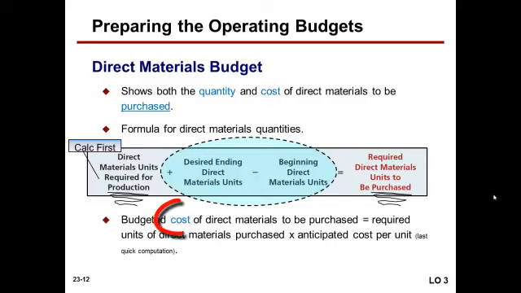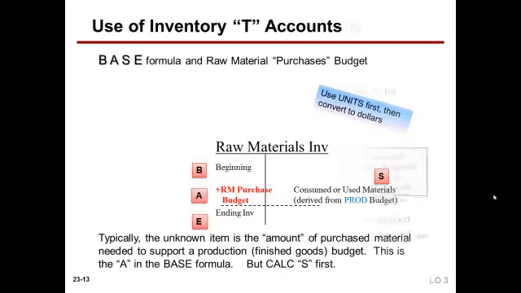The budgeted cost of direct materials then is easily calculated. Required units to be purchased times anticipated cost per unit. That's our last and very quick computation, dollarizing the raw material purchase budget. Recapping that formula, we use units first and then convert those to dollars in our last step.